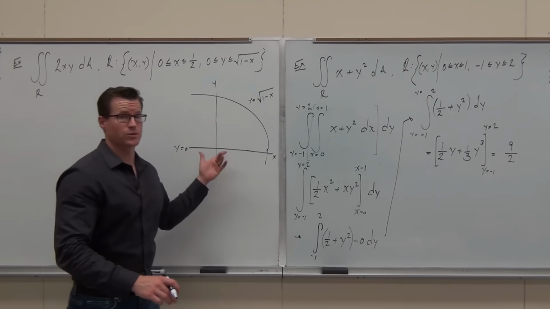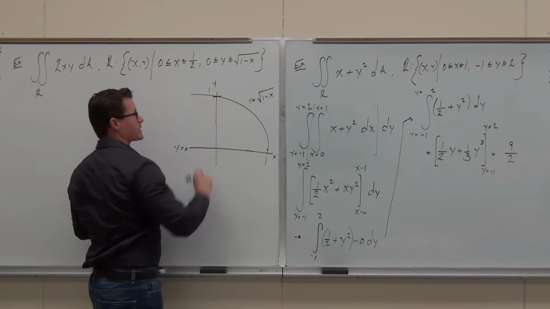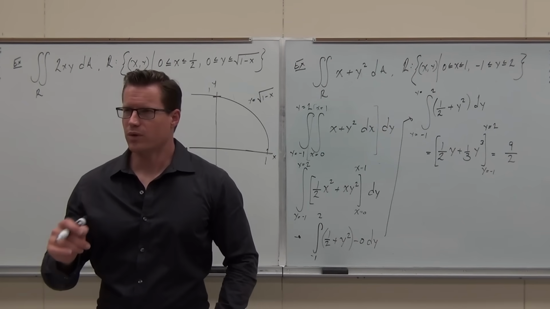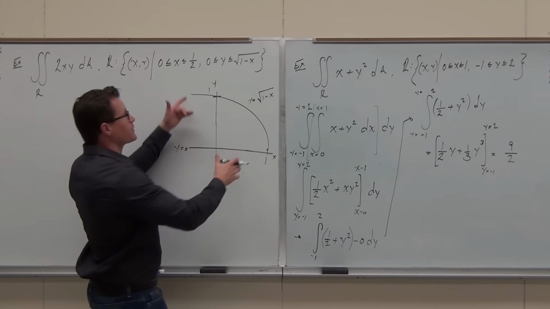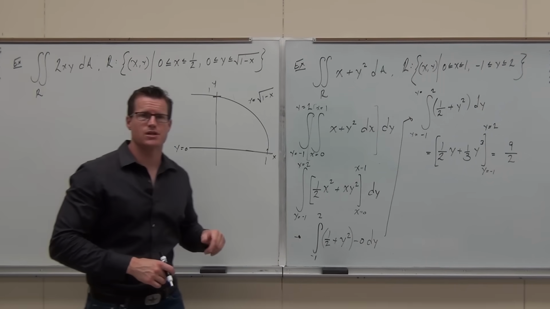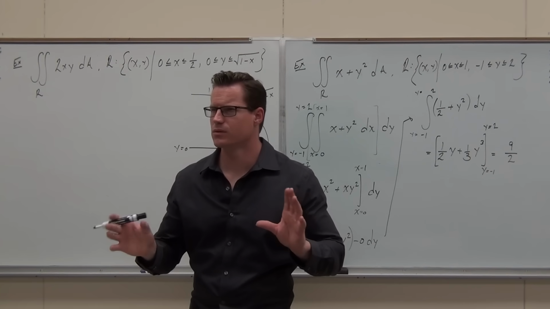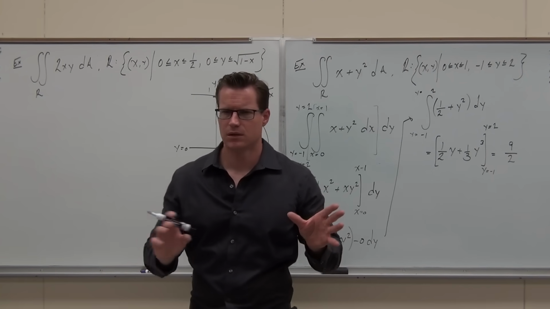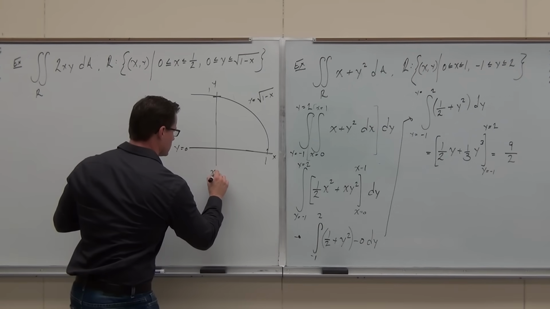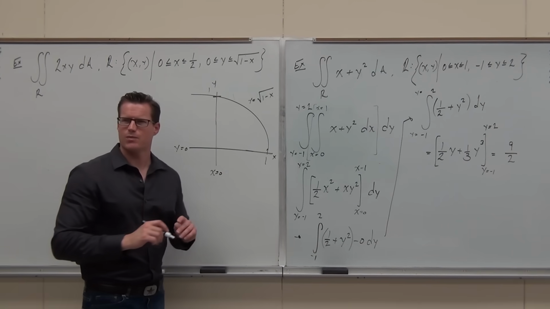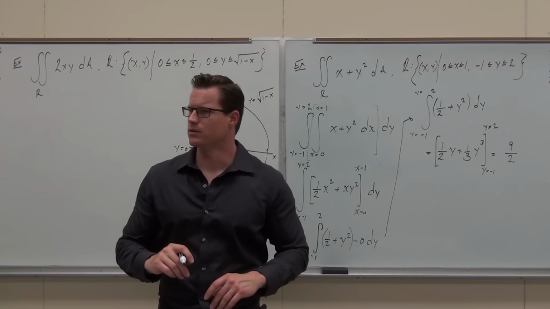Also, if you plugged in x equals 0, you're going to get that this intersects the y-axis at 1 as well. So our region is contained in here, but there's more. It also tells us something about x. What's it start with? X equals 0. What's that? Y-axis. And then x equals 1/2. What type of line is that? Vertical.